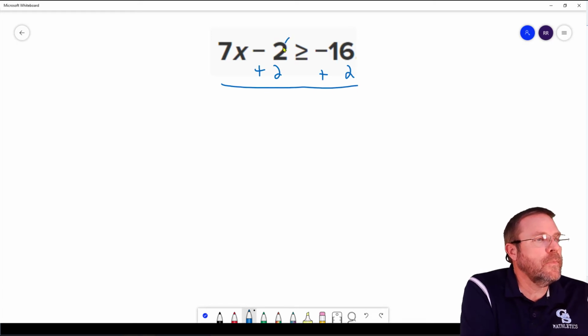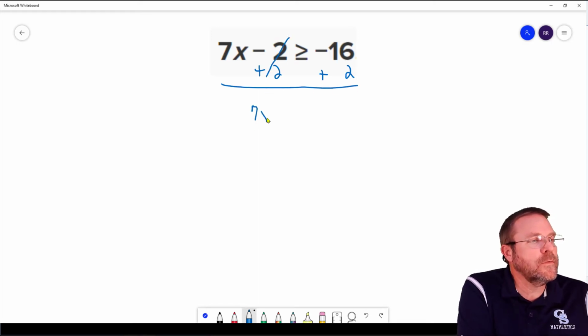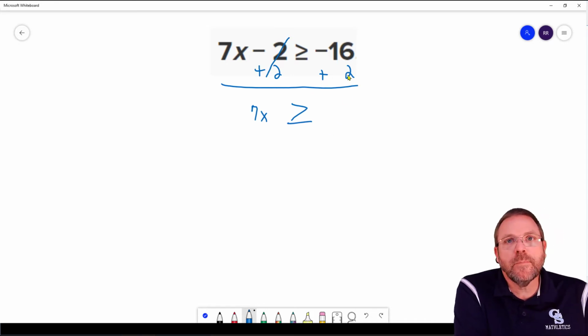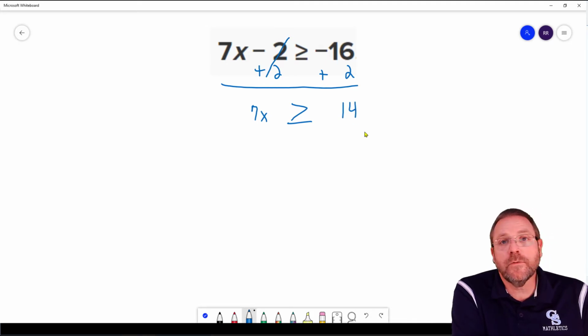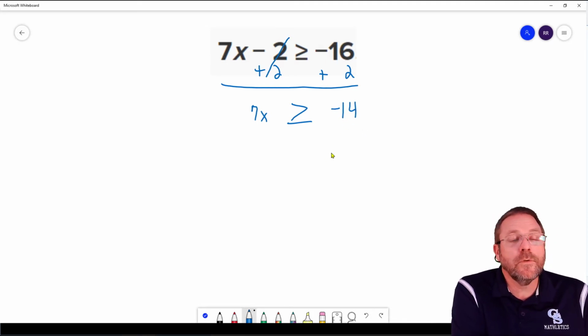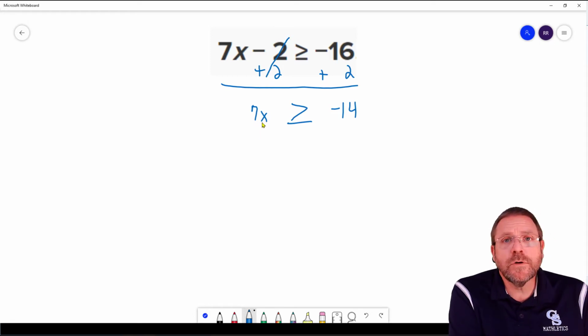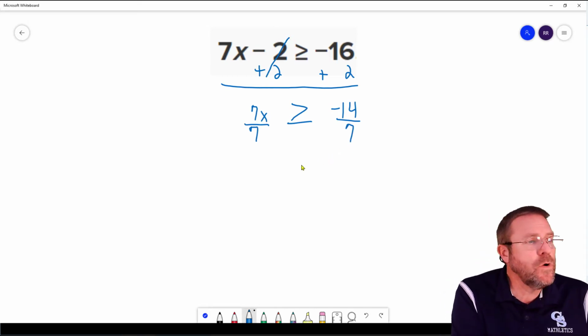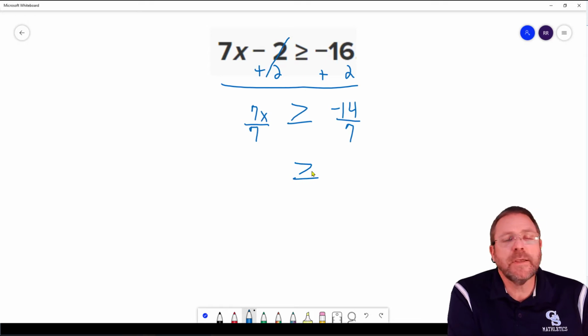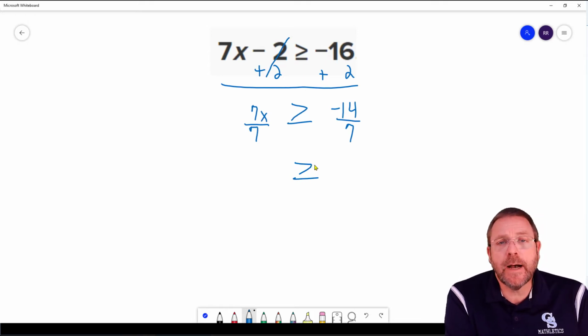When I do that, these are going to zero out, leaving 7x. My sign stays the same. And then negative 16 plus 2, signs are different. Find the difference, which is 14, and the sign from the larger number goes in front of the answer. Next, we're going to undo multiplication and division. 7 is multiplying itself times x, so I'm going to divide both sides by 7. Now the sign is not going to change direction because I divided both sides by positive 7.